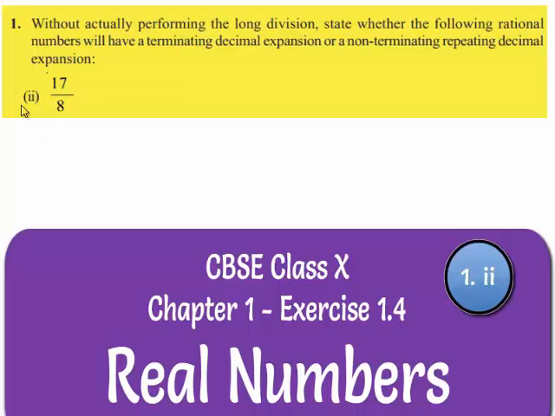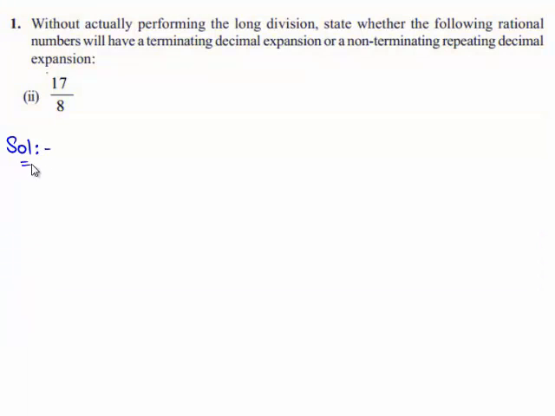Now we shall move on to the second bit in the question. So let's go to the solution. Now we need to find whether the decimal expansion for the given rational number 17 upon 8 is terminating decimal expansion or a non-terminating repeating decimal expansion. So to find whether the decimal expansion is terminating or non-terminating repeating, we shall first write the denominator given as a product of its prime factors.